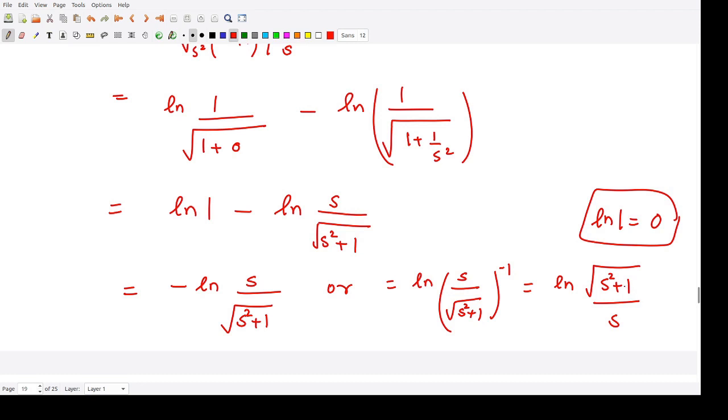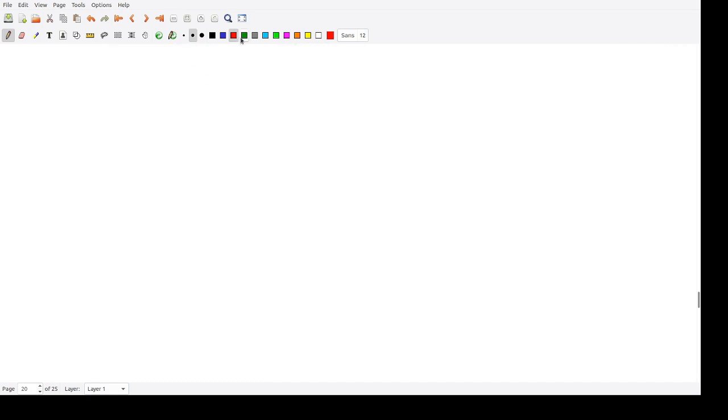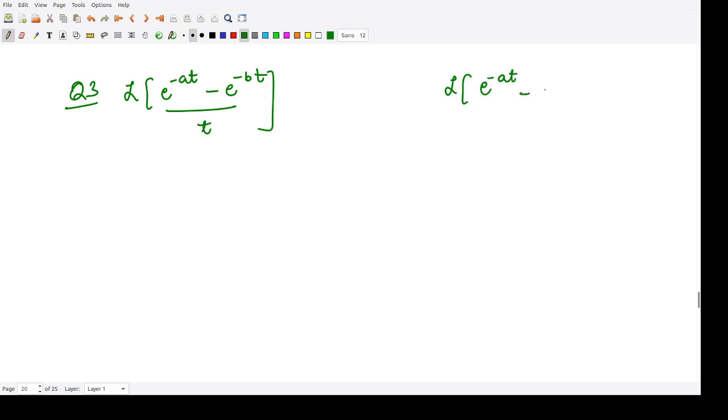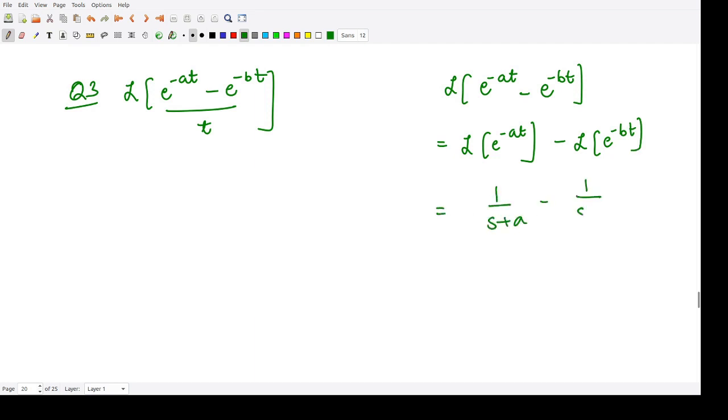Similarly, we also have another question. The question is, find the Laplace transform of e to the power minus at minus e to the power minus bt, divided by t. So now again what will we do? We will first calculate the Laplace transform of e to the power minus at minus e to the power minus bt. So it would be the Laplace transform of e to the power minus at minus the Laplace transform of e to the power minus bt. Now according to the formula, this would be equal to 1 upon s plus a, and this would be equal to 1 upon s plus b.